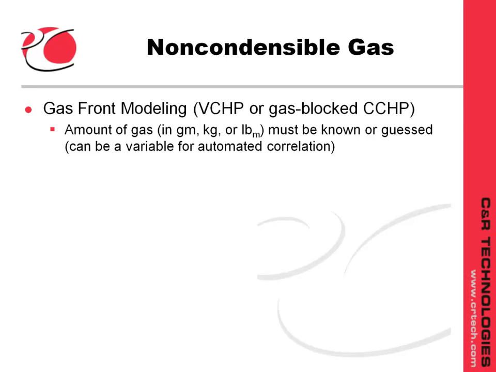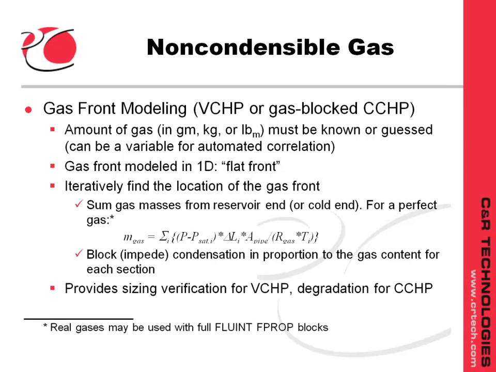In both cases, the gas moves to the cold part of the pipe and blocks condensation there. This gas is modeled in FloCAD as a flat front, as if a cylinder had been inserted inside the pipe, blocking off portions of it. The program solves iteratively for the current gas position, summing up the amount of gas in each section according to the partial pressure, and blocking each section's heat transfer accordingly.